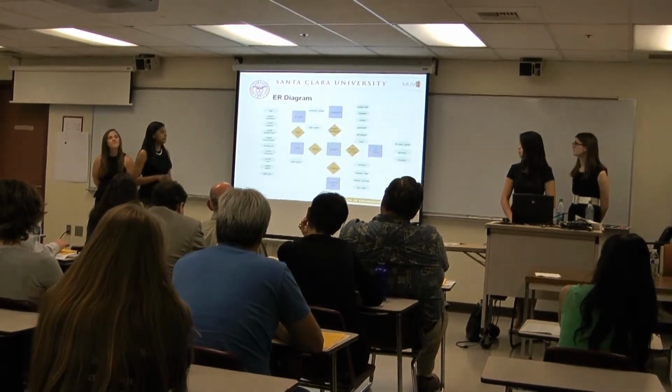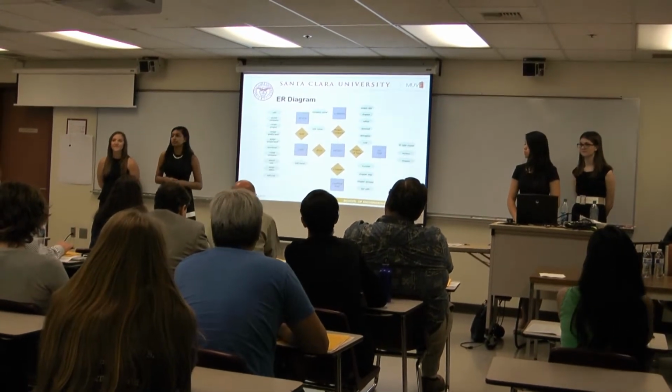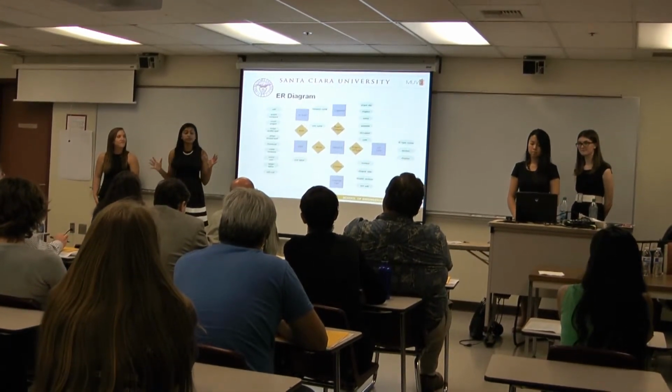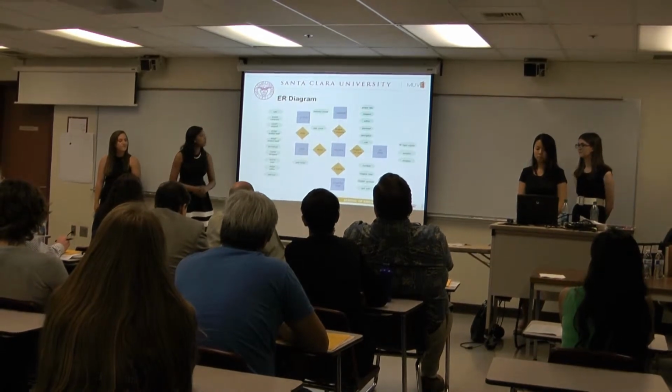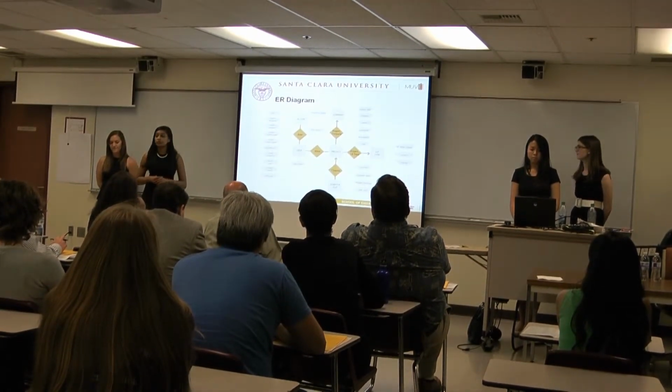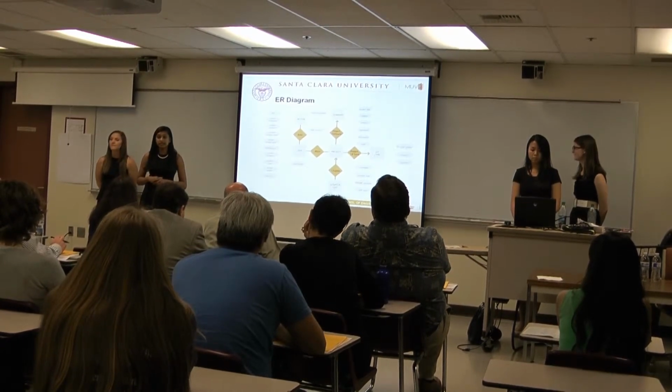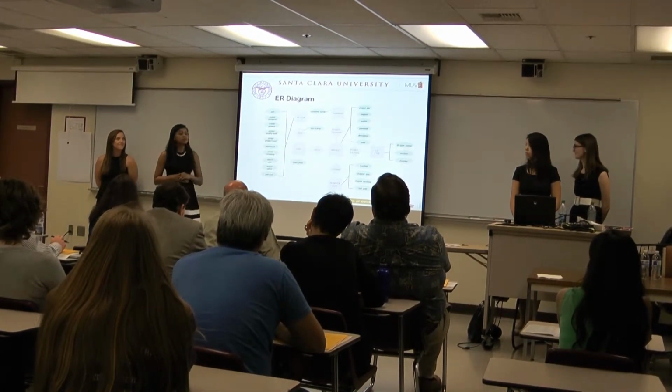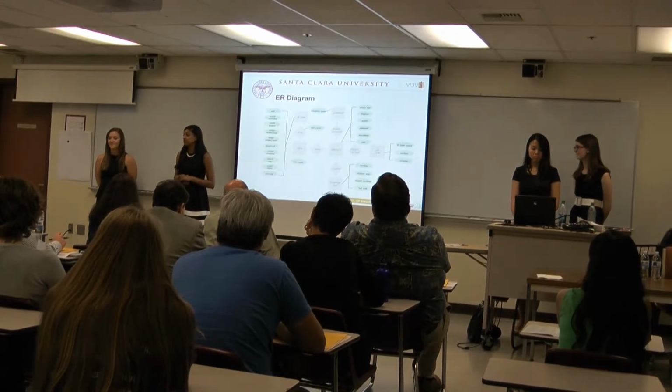Next, let's look at our database. This is an entity relationship diagram. It shows the organizational structure of our database. The blue rectangles represent the tables. The yellow diamonds represent the relationships between those tables. And the green ovals represent the attributes that belong to each table.